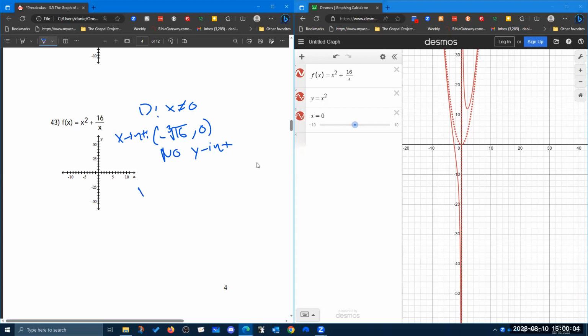Let's just prove to ourselves that this doesn't ever cross that. So if I get x cubed plus 16 over x equals x squared, x cubed plus 16 equals x cubed. I don't think so, because 16 is never equal to 0.